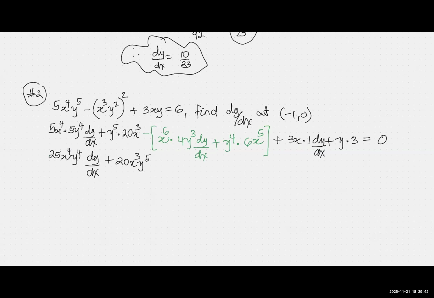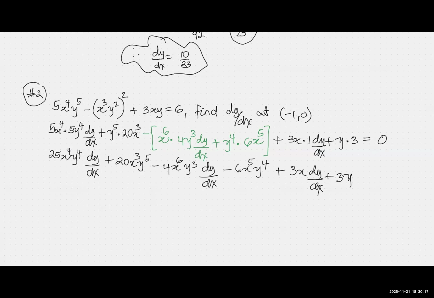So look at what I'm going to do now. I'm going to do two in one. I have two terms, so this is going to be negative 4x to the sixth, y cubed, dy by dx. Check and see if I'm correct, please. Minus again 6x to the fifth, y to the fourth, plus 3x dy by dx plus 3y equals 0.